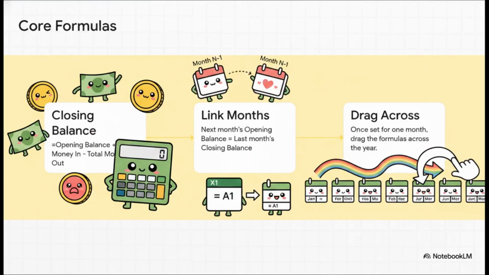Okay, pay close attention because these are the 2 most important formulas in the whole spreadsheet. First, your closing balance. It's just simple math, what you started with, plus all the cash that came in, minus all the cash that went out. Easy. Now, the second one is the real secret sauce. The opening balance for May is the closing balance from April. So you just type equals in the May opening balance cell and click on the April closing balance cell. That's the link. That one little click is what makes the whole thing flow from one month to the next.